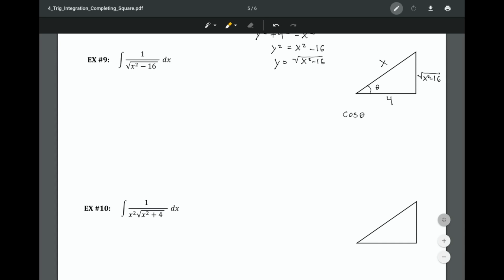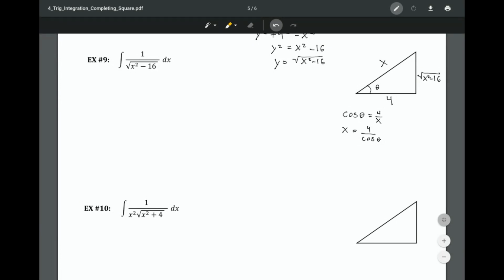The cosine of theta would be 4 over x. If I try to solve for x, I'll multiply both sides by x and divide by cosine, so x is equal to 4 over cosine theta. It was at that point that I realized it doesn't seem like this problem is going to get any easier if I replace x with 4 over cosine. So I had to think of something else where I don't have some kind of rational function.